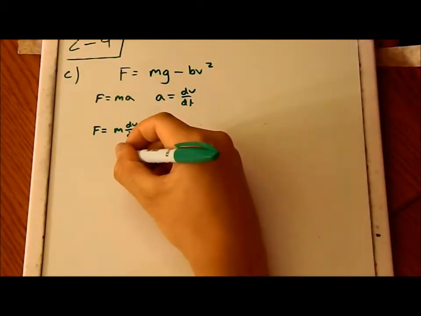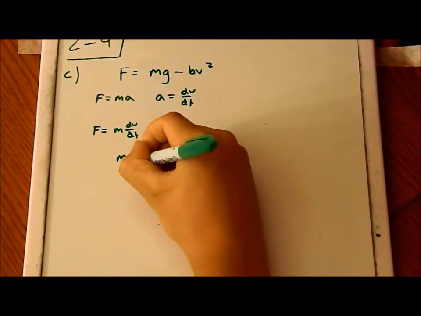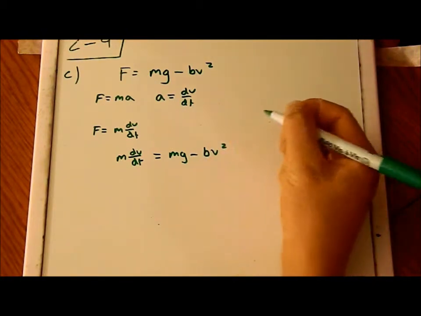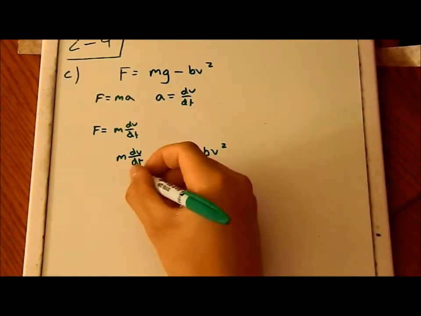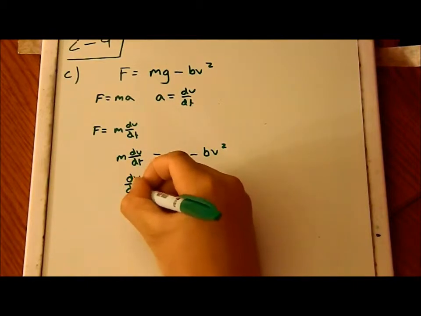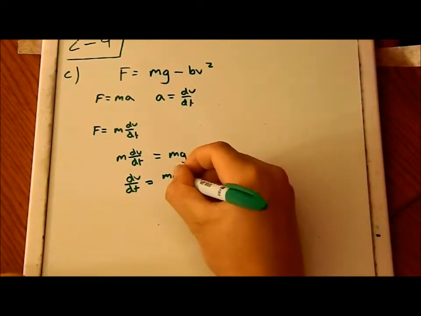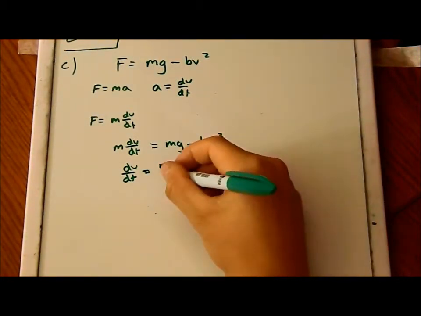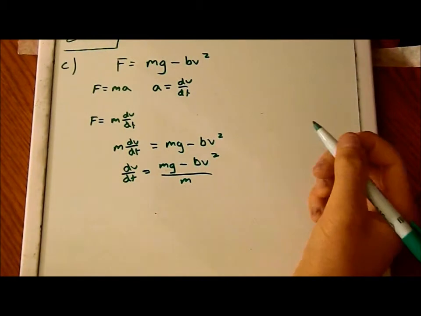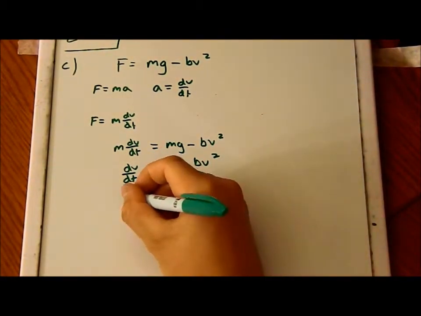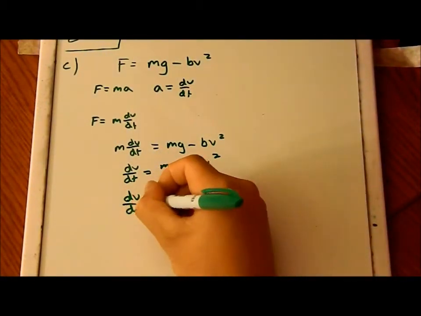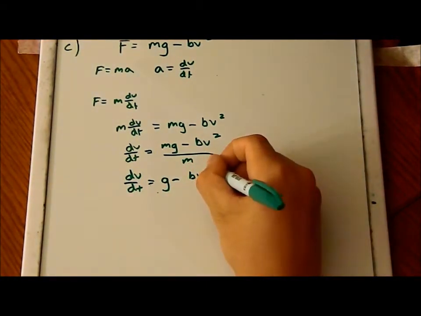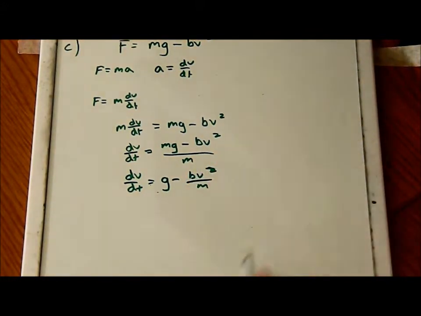So we have m dv dt equals mg minus bv squared. Try to get dv dt alone, so we have dv dt equals mg minus bv squared over m. These cancel, so we're left with dv dt equals g minus bv squared over m as our answer.